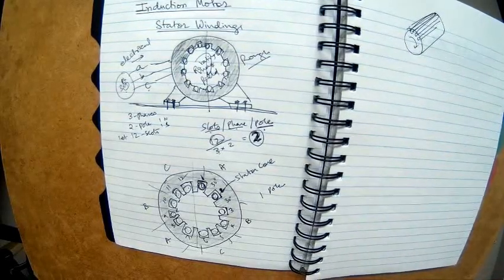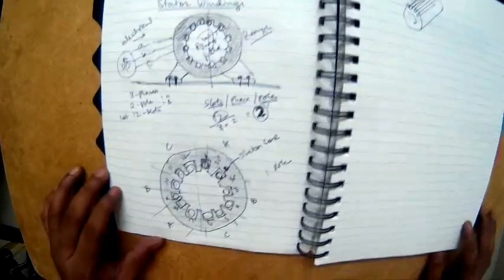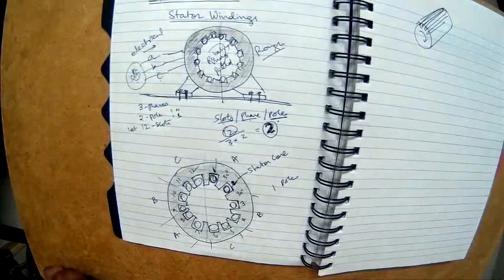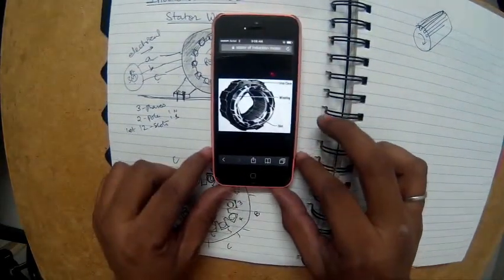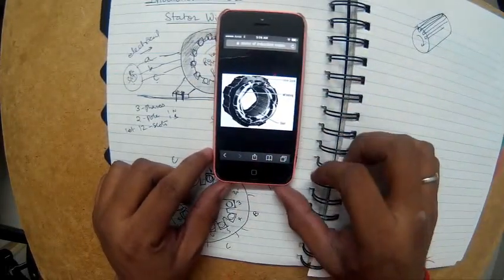Okay, welcome back. In the previous video, I was describing the structure of this data. We'll continue, and before we go forward, I would like to show you some pictures from the internet. I searched for the stator of an induction motor, and these are some of the pictures I found.